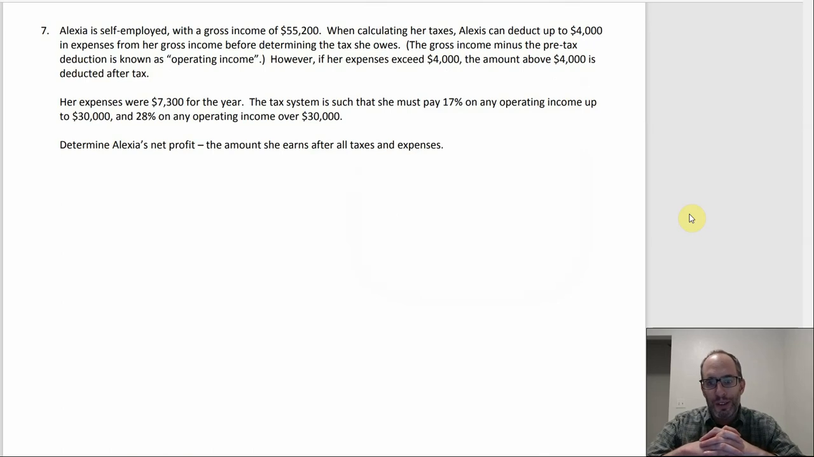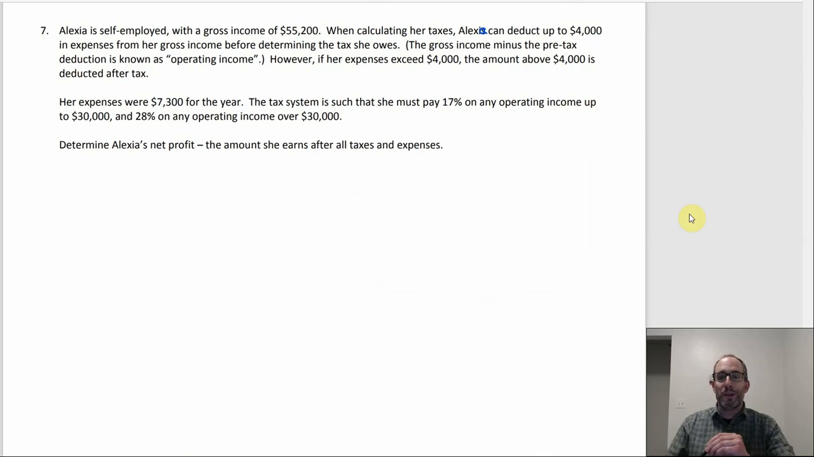And when calculating her taxes, I should say Alexia rather than Alexis. I should be keeping this consistent here, one or the other. She can deduct up to $4,000 in expenses from her gross income before determining the tax she owes. The gross income minus the pre-tax deduction is known as operating income, because that is what the income tax is based on if you look down to the next paragraph.